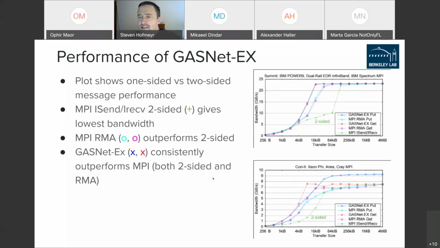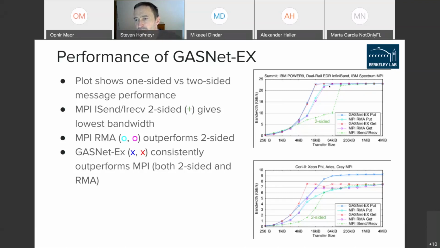What we're showing here is the flood bandwidth, point to point. The higher you are on the x-axis, the better the bandwidth, and on the y-axis is the size of the transfer you're making. You can see, for example, on Summit, this blue line here is GASNet put, so you're putting to a remote memory location, and the red line is GASNet get, so you're getting from a remote memory location. This top line here is the GASNet performance. The circles here are the same thing for MPI, which has one-sided puts and gets as well.